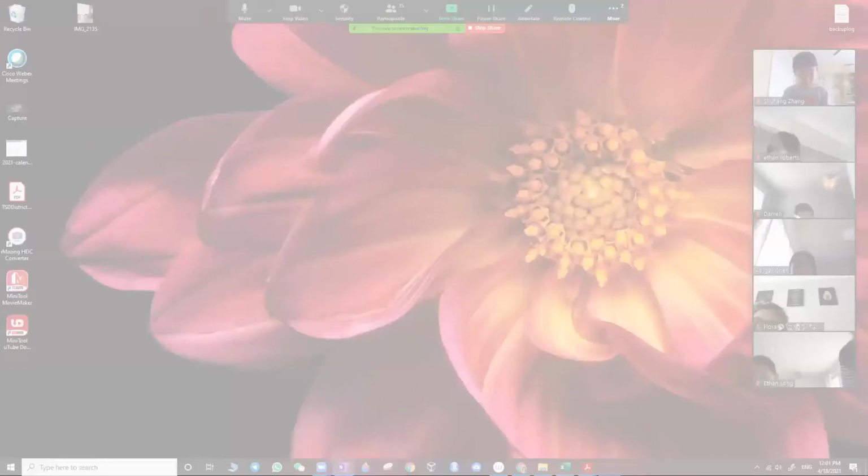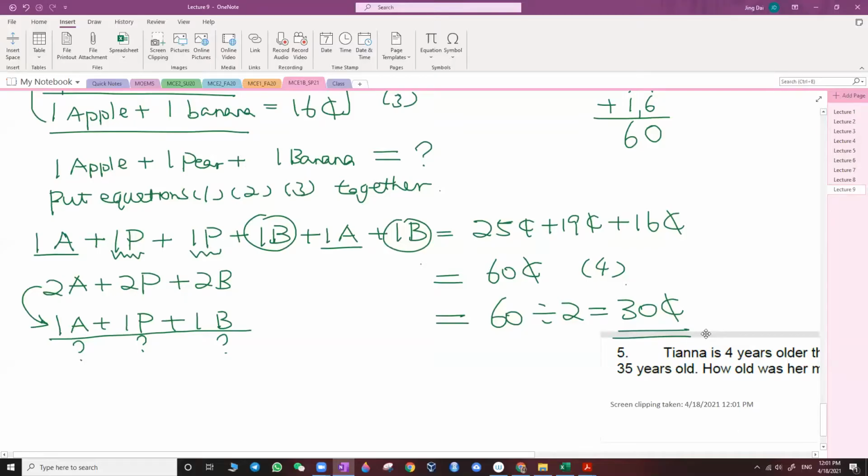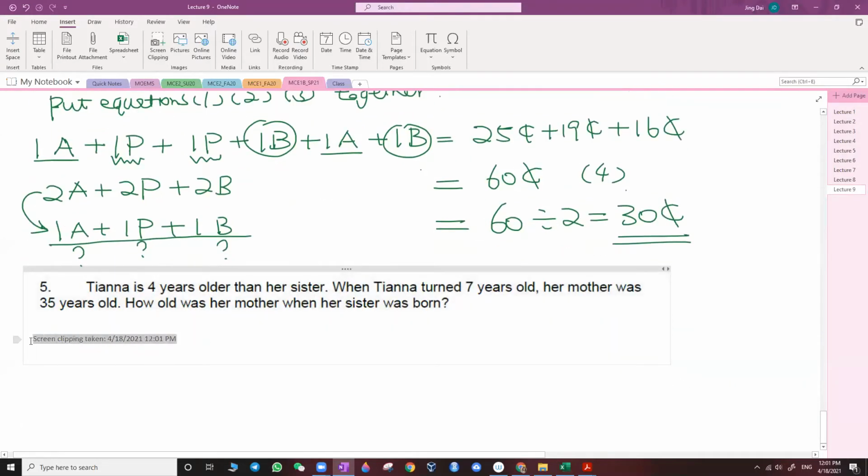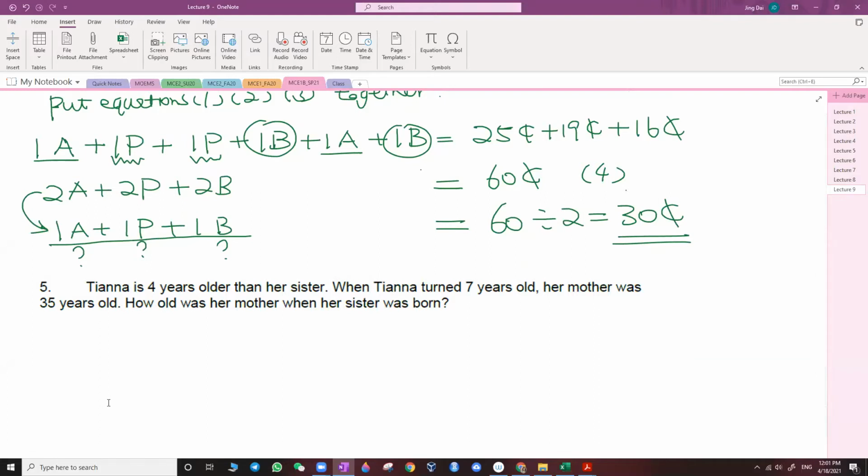Okay. So the Tiana question, right? Tina is 4 years older than her sister. When Tina turned 7 years old, her mother was 35 years old. How old was her mother when her sister was born? Okay, what did you do? It's an age problem, right? We call this an age problem.